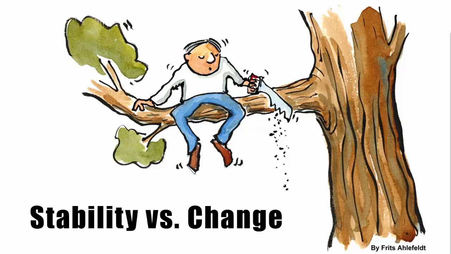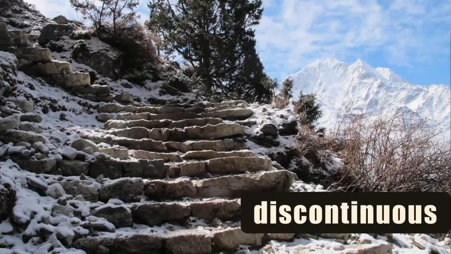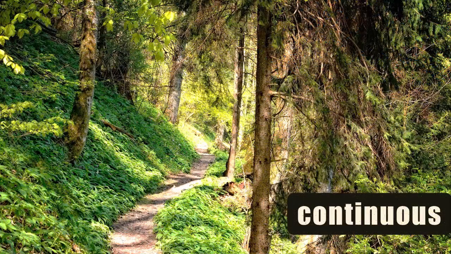A second issue we consider in developmental psychology is whether development is continuous or discontinuous. Discontinuous development is like an orderly progression of distinct stages, like walking up a set of stairs. Continuous development is less regimented. There are no clear separations between stages. It is more like walking up a gradual slope. As is the case with stability versus change, we see that development is both continuous and discontinuous.